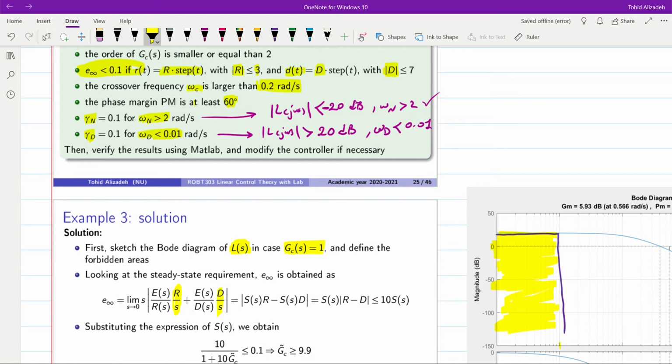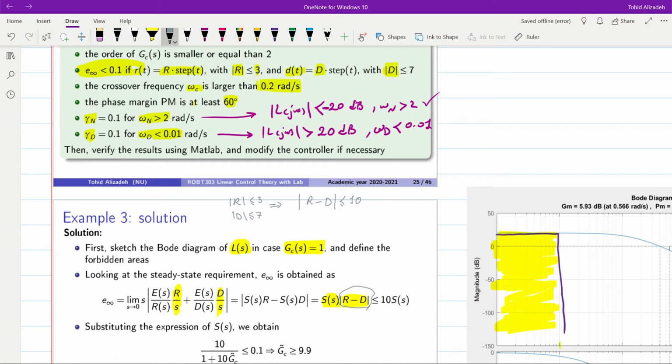And then we will have it simplified, and at the end we will get S of S times amplitude of R minus D as steady state error, and that should be smaller than or equal to 10 times S of S, because R minus D over here, we have the range of values for R between minus 3 and 3, the range of values for D between minus 7 and 7, and as a result, the range of values for R minus D will be between minus 10 and 10.